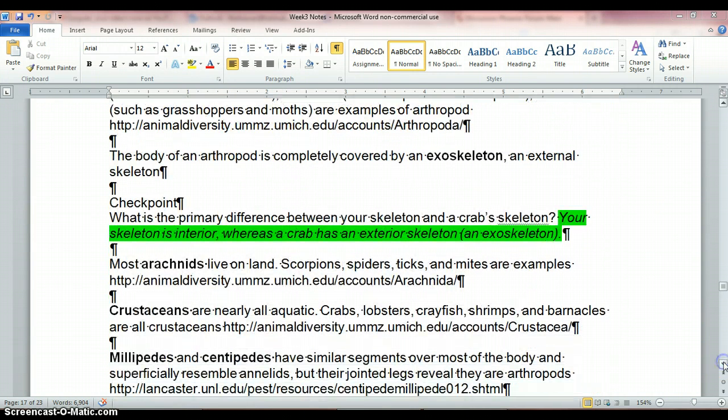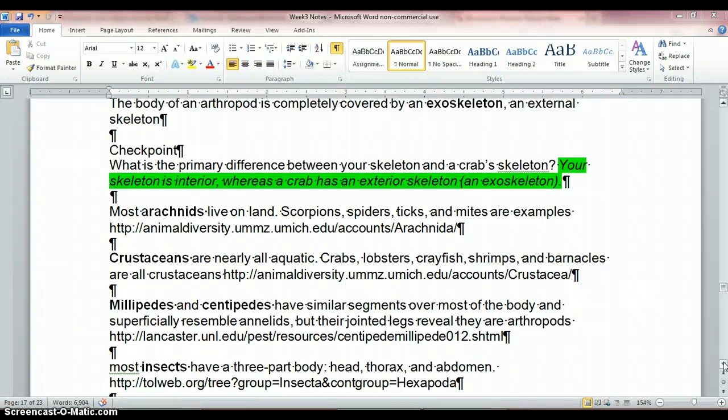So, most arachnids live on land. So this is a new one, it seems like. Scorpions, spiders, ticks, and mites are all examples. Crustaceans are nearly all aquatic. So those are crabs, lobsters, crayfish, shrimps, and barnacles, right? Millipedes and centipedes have similar segments over most of the body and superficially resemble annelids, but their jointed limbs reveal they're arthropods. So our big change is that we have the joints now.